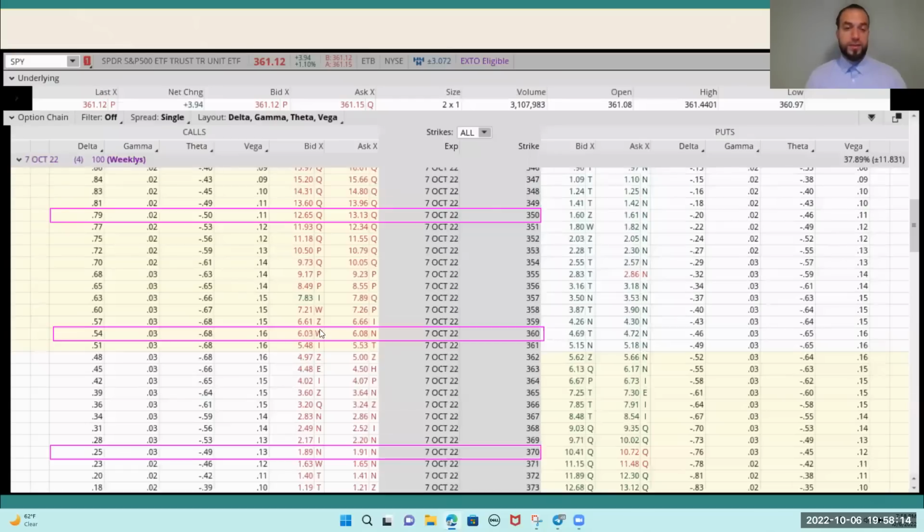And then Vega, I'm glad that you said that. Over here to the right of the option chain is where we see volatility. So for every percent increase, that's how many cents is being added to the cost of the contract.